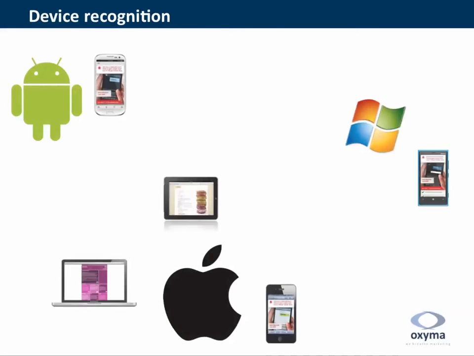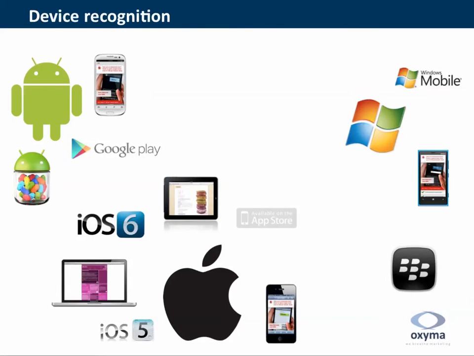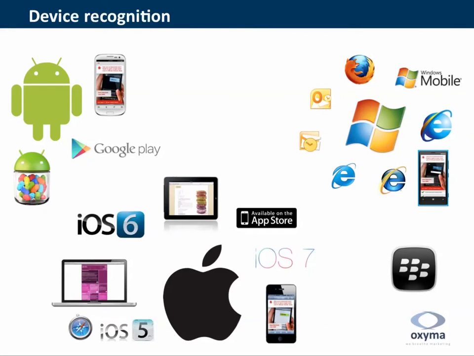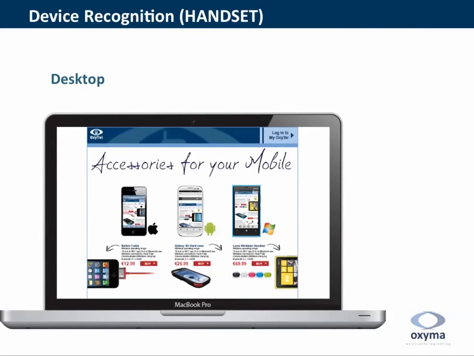So device recognition basically means taking anything from operating system to handset to browser and using that to create device-specific information. As you can see here, this is a website or an email that we will have sent out to a client. And you can see that within this, on a desktop, we do not know which type of mobile that user has. So then, therefore, we show all possibilities.